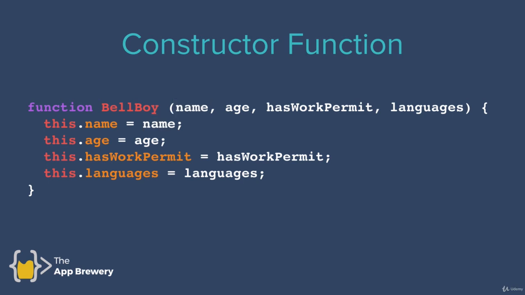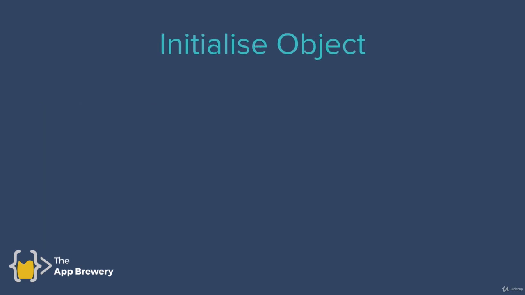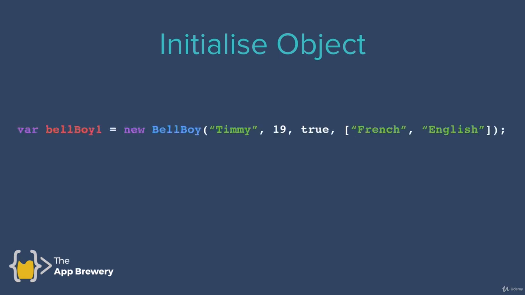Now, this looks a little bit confusing, but let me show you what it looks like when we initialize a new object, or effectively when we create an object from that factory. So we would write something like var bellboy1 is equal to new Bellboy, notice the capital B, parentheses, and inside the parentheses, we would provide the inputs to all of those properties.